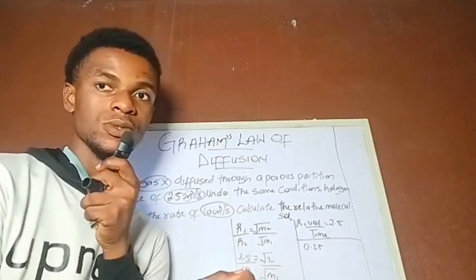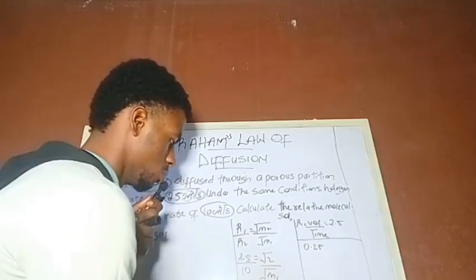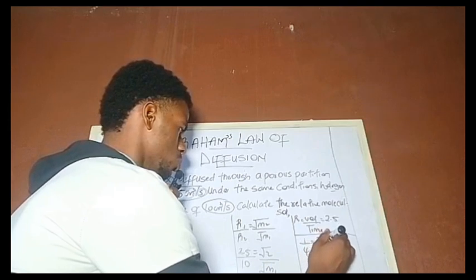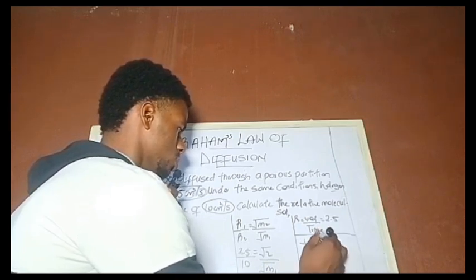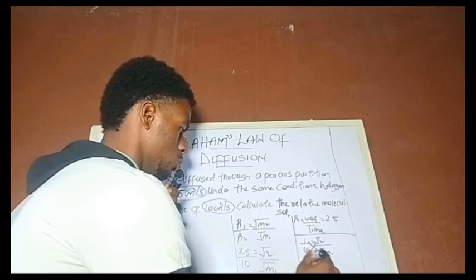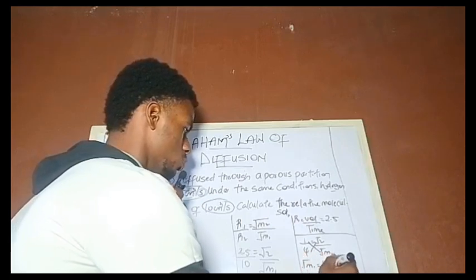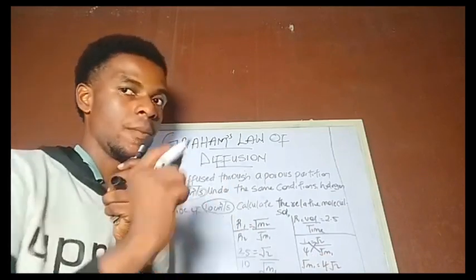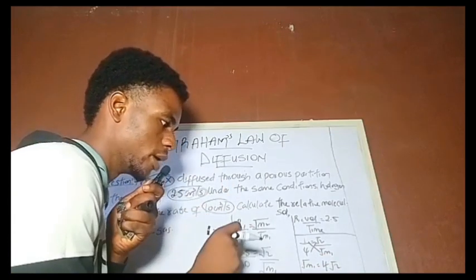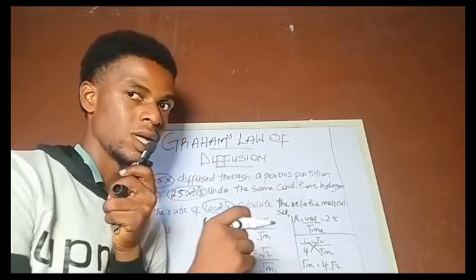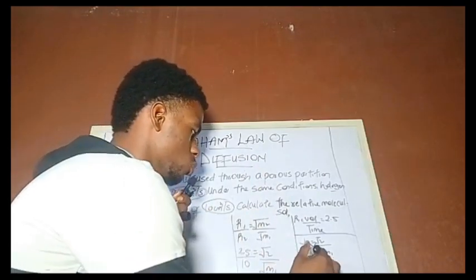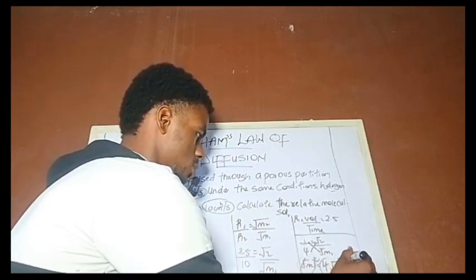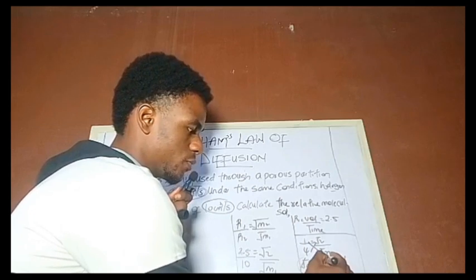And 0.25 is the same thing as 1 over 4. So I'll just write 1 over 4 equals square root 2 over square root M1. Cross multiplying, I have square root M1 equals 4 square root 2. Now I want you to clearly remember this. We are looking for the molar mass. And now I have square root M1 equals 4 square root 2. Now, in order for me to get this M1, I'm going to square both sides. So this cancels this, and I'm going to have M1 up here.